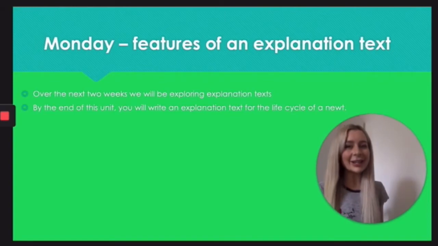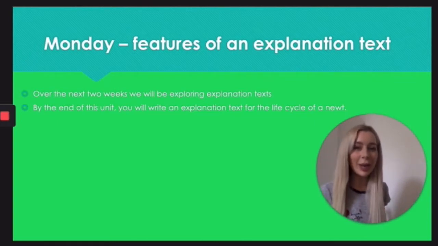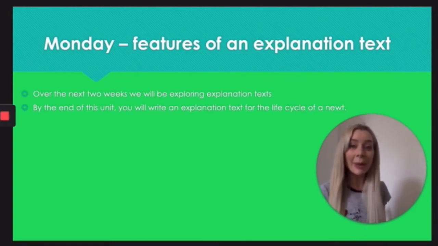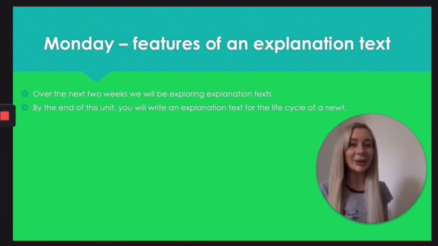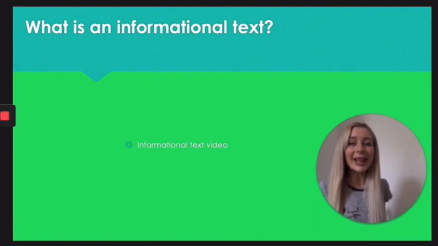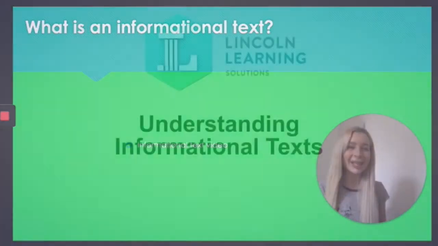In English for the next few weeks we are going to be looking at explanation texts. In today's lesson we're going to be looking at the features of explanation texts, and then over the next few weeks we're going to explore explanation texts further, and by the end of the unit you're going to write your own explanation text on the life cycle of a newt. Watch this video to find out a little bit more about information texts.